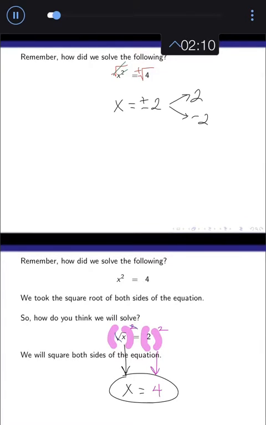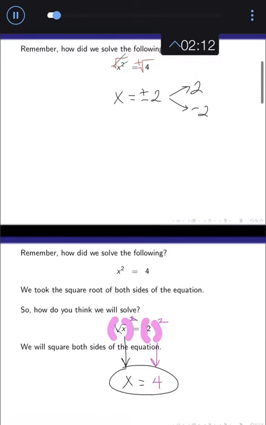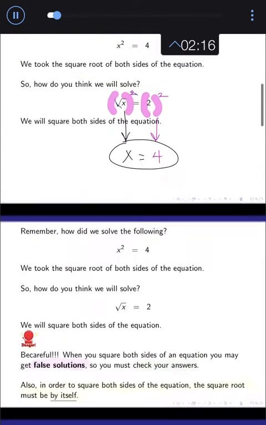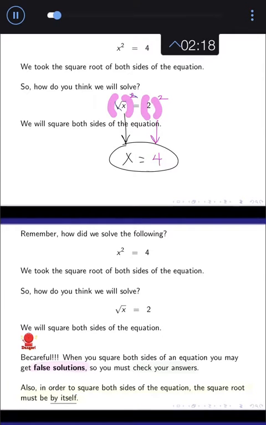Now, there is a warning. There's nothing special we have to do to get the answer, like the plus or minus symbol we had to before, but you do have to be aware that you could end up with what are called false solutions. Whenever you have an even root, you always have to worry about this. When you square both sides or raise both sides to the 4th power or anything like this, you could end up with false solutions.